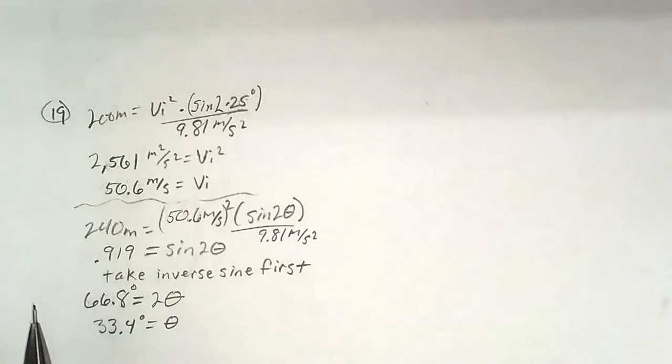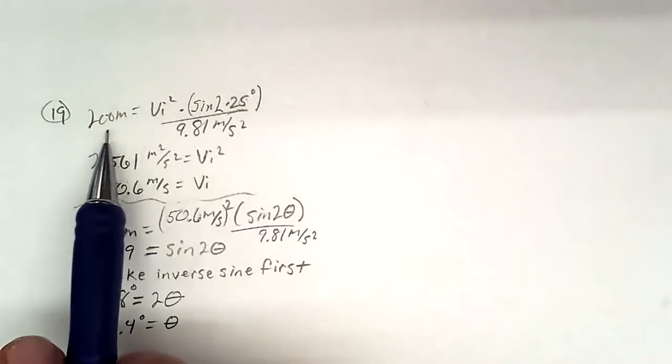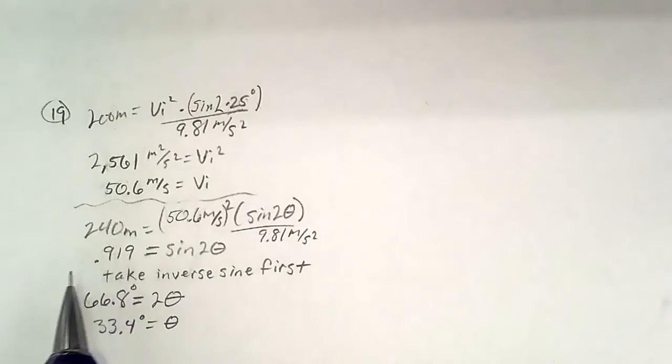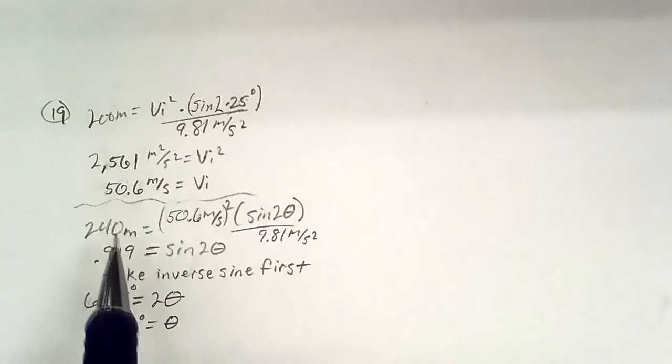Here's 19. Again, you can read the information, so I'm not going to bother reading it to you, but Captain America kicks the ball at 200 meters, and then he wants to kick it at 240 meters, but he's already kicked it as hard as he can, so we can't change the speed. So let's go find the speed.